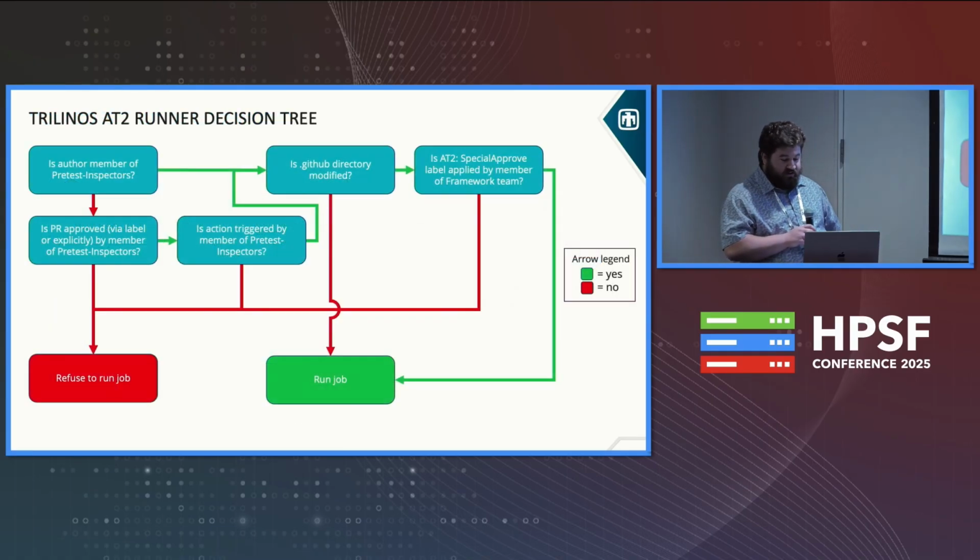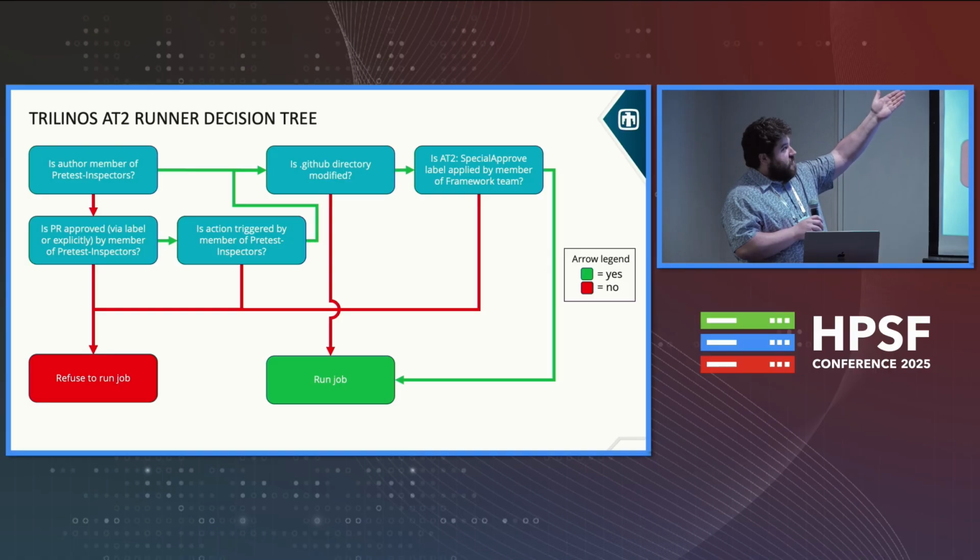So as far as checking if the job can be run, this is probably the single most important slide for any external contributors: why is their job running or not running? Pretty simple decision tree. We have a GitHub team called pretest inspectors. That's effectively people that can run jobs on Sandia hardware, or they can approve other people's jobs who can run on Sandia hardware. So you can see if they're a member, we go on to the next phase.